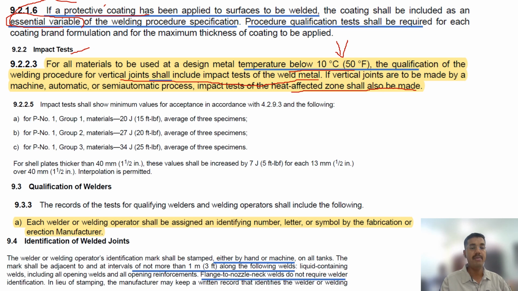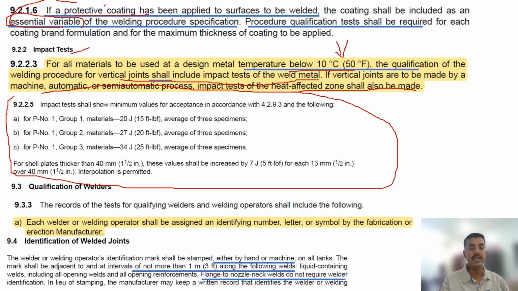So here is a table. Sometimes this table is asked in the question, in the open book questions. Okay, if the P number and G number is this much, then what should be the average of three specimen impact values? Already I explained how to do the average, what the minimum impact testing is, and what the average impact testing values are. Okay.